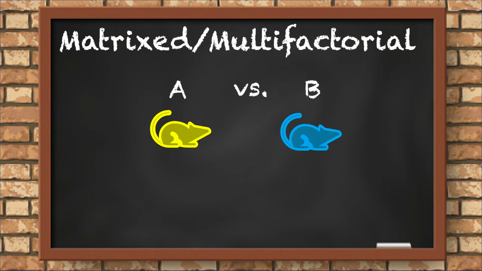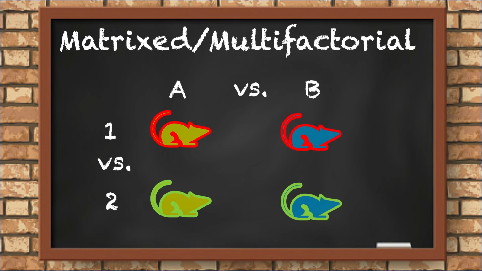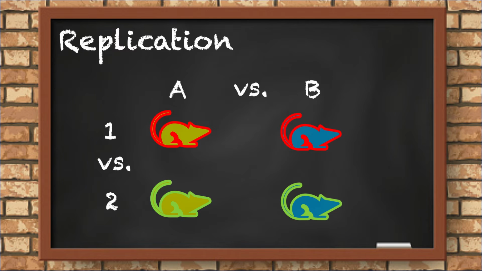One good approach here is a matrixed or multifactorial experimental design. Here, we consider multiple experimental factors in combination and measure multiple phenotypic observations. Now we can more meaningfully associate gene changes with specific observed biological consequences, as in analysis of multiple variants, for example. Now, a final consideration for experimental design is biological replication.